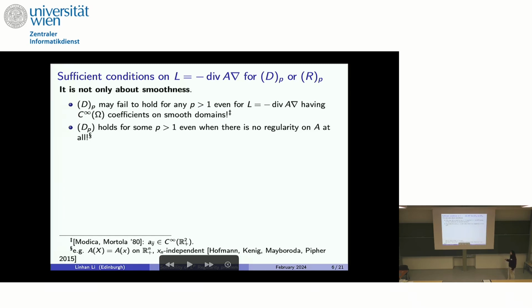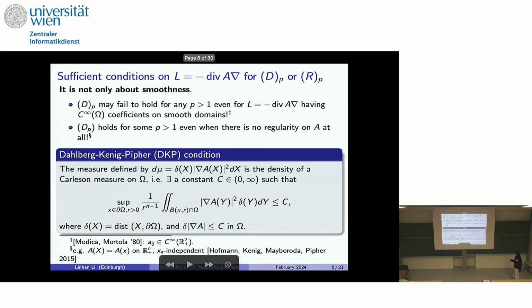Okay, so because of this, the condition that we will be focusing on is of a somewhat different nature than smoothness. The condition that people studied is a Carleson measure type condition, also referred to as the Dahlberg-Kenig-Pipher condition. It assumes that the gradient of the matrix A squared times the distance to the boundary is the density of a Carleson measure on omega.